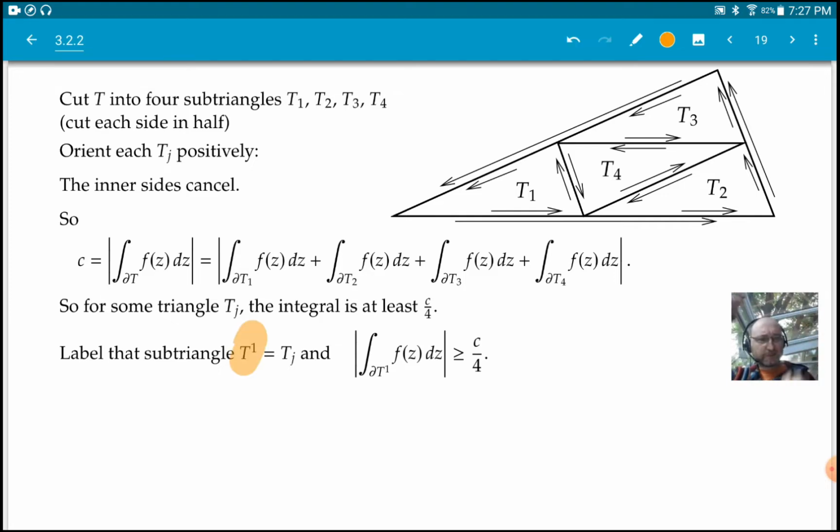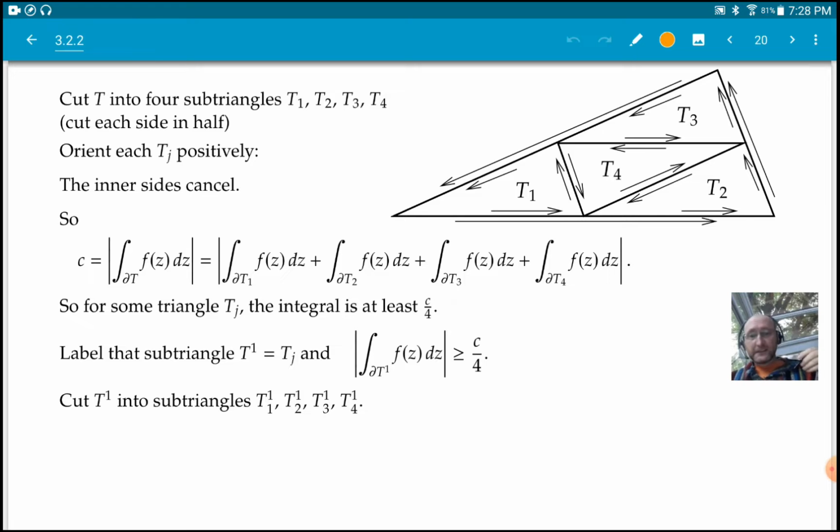So now we need to decorate our triangles in two different ways. We'll let T super 1 be, if it was T2, it'll be T2. There's the first level of reduction, and we're going to keep doing this. So now we have a triangle, T super 1, where the integral around the boundary of this triangle is at least C over 4. And this T1 is half the size of our original one.